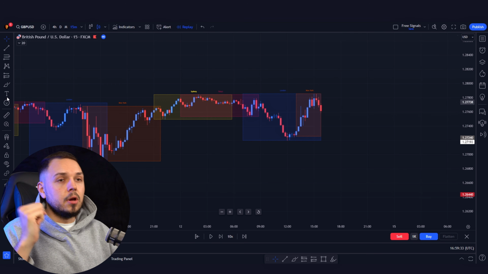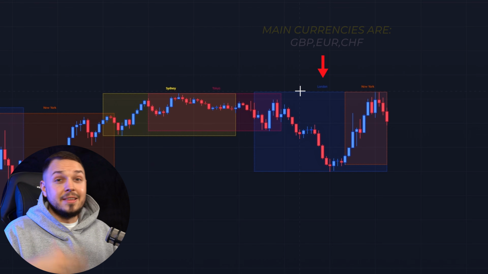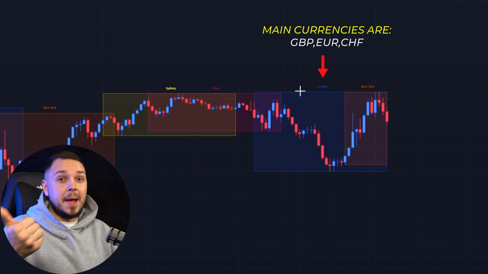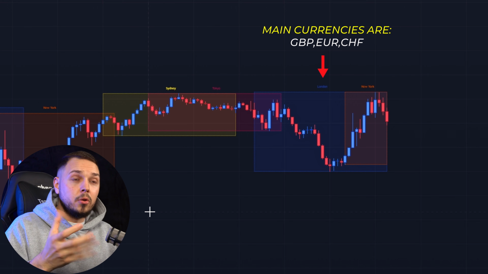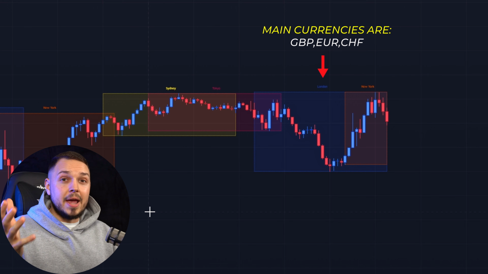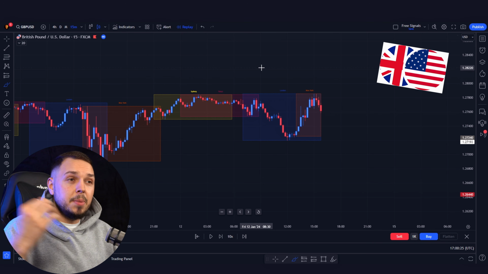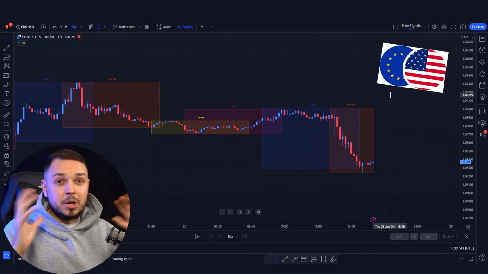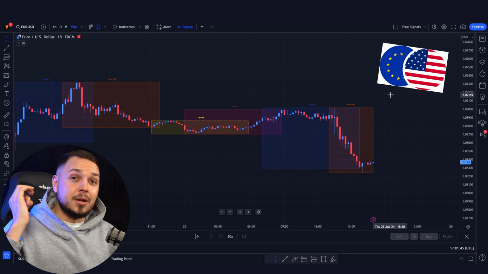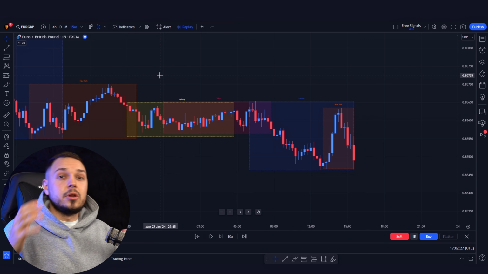Now, if we take a closer look, there's the London session, and its main currency is of course the Great British Pound, the Euro currency, and the Swiss franc as well. You can also get away with gold. So the best currency pairs to trade in the London session would be GBP USD, USD Swiss franc, and Euro US dollars. You're not going to have much problems with liquidity, and you're going to have a great time. Again, in the London session, you can also mix and match.